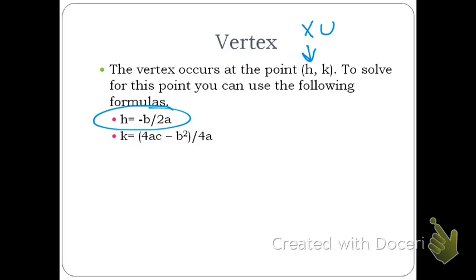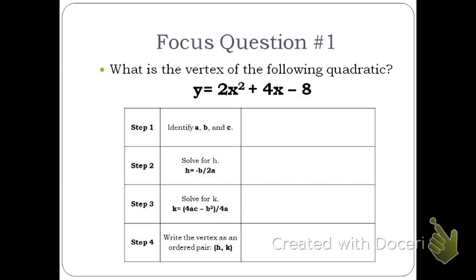Your y value of the vertex, or in other words, the k value as they often call it, is equal to 4ac, or 4 times a times c, minus b squared all over 4a. So you're going to be using these equations to calculate the vertex without ever graphing it. Let's try using those formulas. First of all, we need to identify our a, b, and c values from the equation of the quadratic. Your a is equal to 2, b is equal to 4, and c is equal to, don't forget the signs, -8.